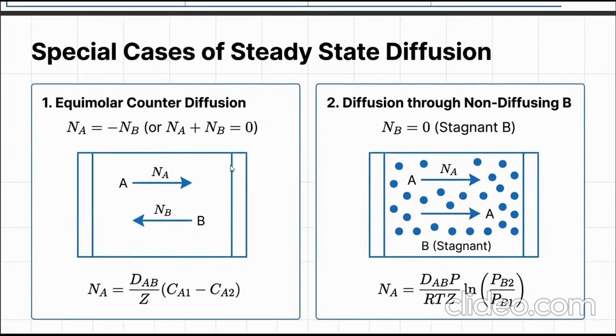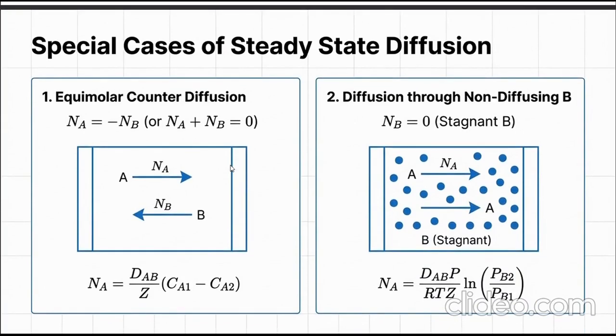Now we will study the special cases of steady state diffusion. We categorize diffusion into specific limiting cases for simplified analysis. Equimolar counter diffusion, also known as EMCD, occurs when the molar fluxes of two species are equal and opposite, commonly seen in distillation. In contrast, diffusion of A through stagnant B occurs when one component is stationary, typically in evaporation process where vapor diffuses through a non-condensable gas like air.